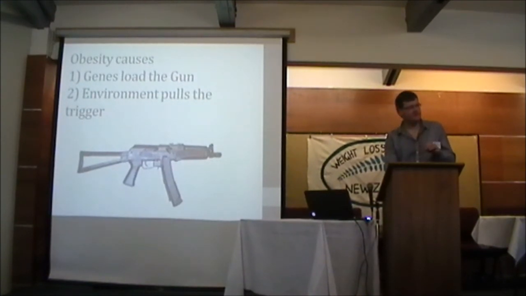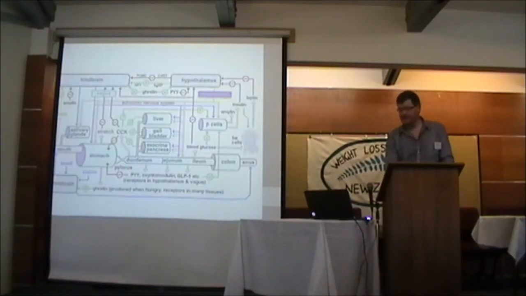I think one of the best analogies for why obesity occurs was published in the New England Journal of Medicine, and it described the analogy of the loaded gun, in that the genes essentially load the gun and the environment pulls the trigger. And obviously the trigger is the obesogenic environment.